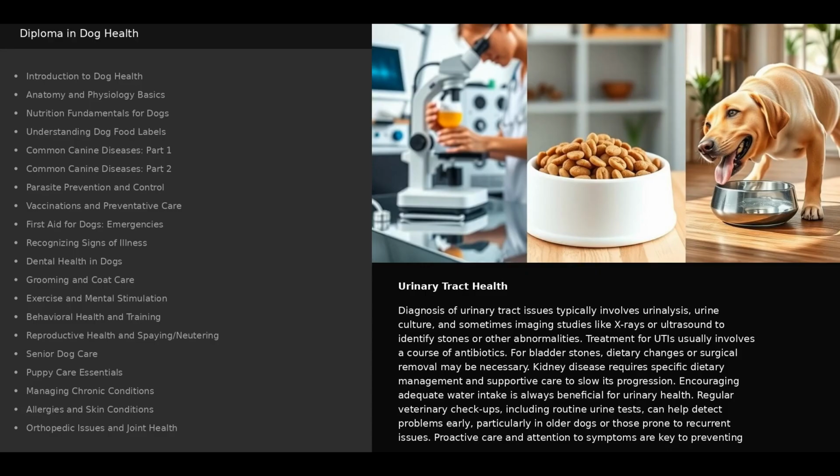For bladder stones, dietary changes or surgical removal may be necessary. Kidney disease requires specific dietary management and supportive care to slow its progression. Encouraging adequate water intake is always beneficial for urinary health. Regular veterinary checkups, including routine urine tests, can help detect problems early, particularly in older dogs or those prone to recurrent issues. Proactive care and attention to symptoms are key to preventing serious complications and ensuring your dog's comfort.